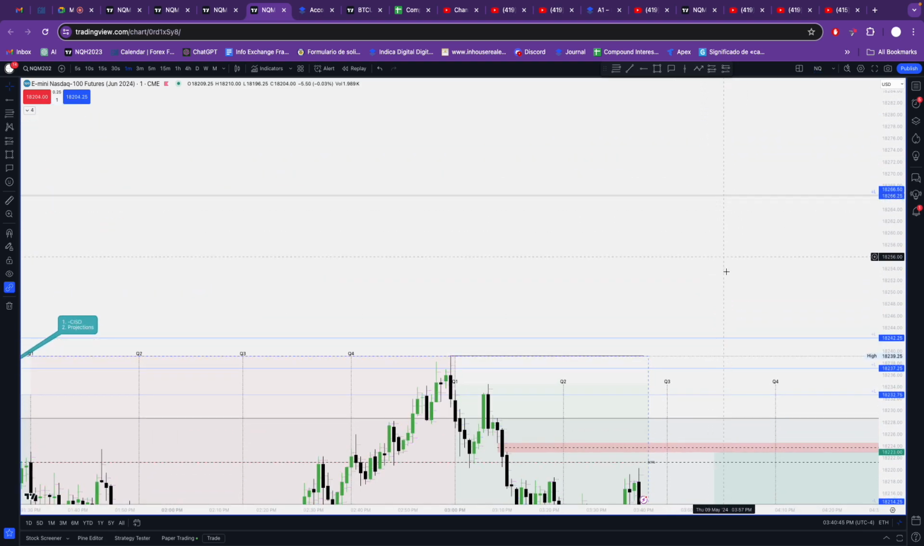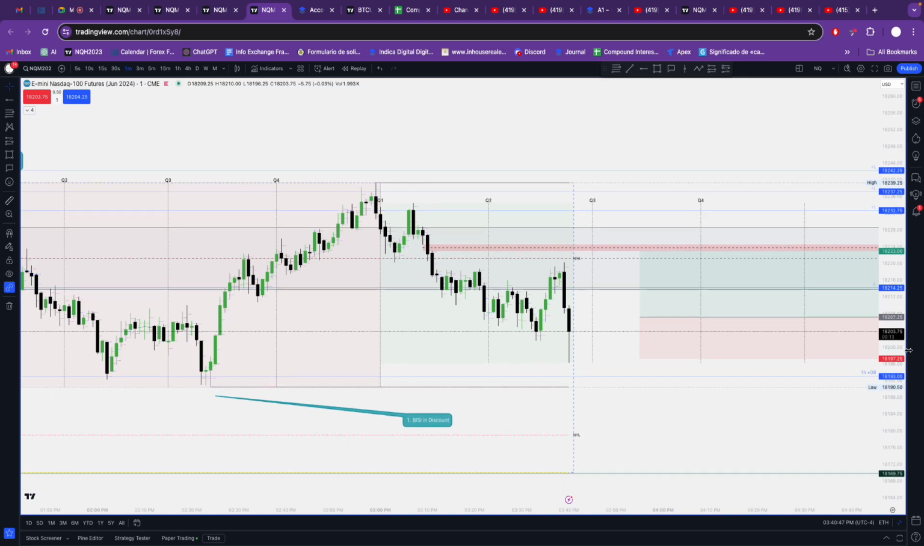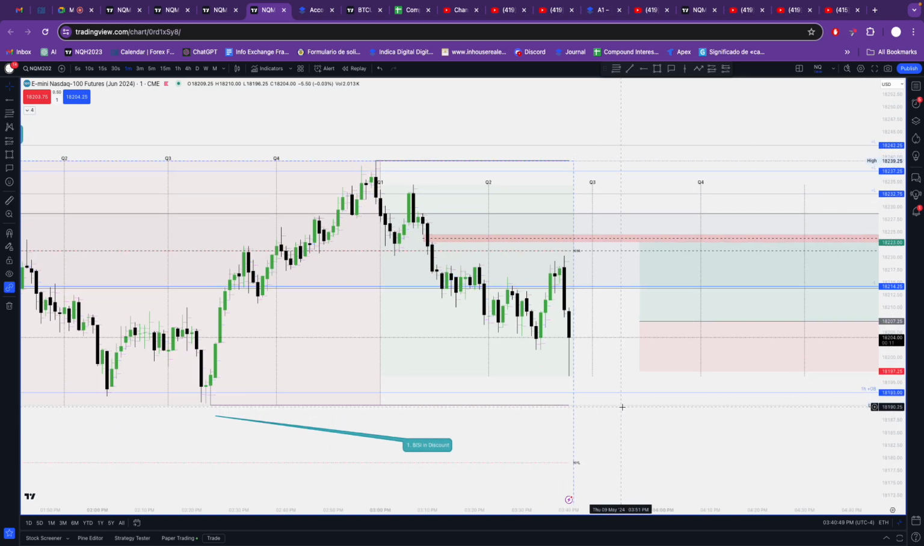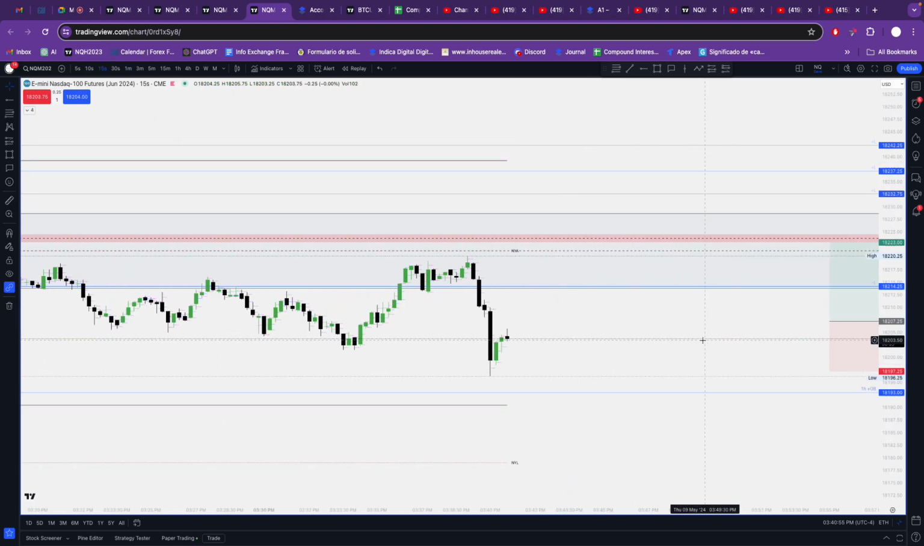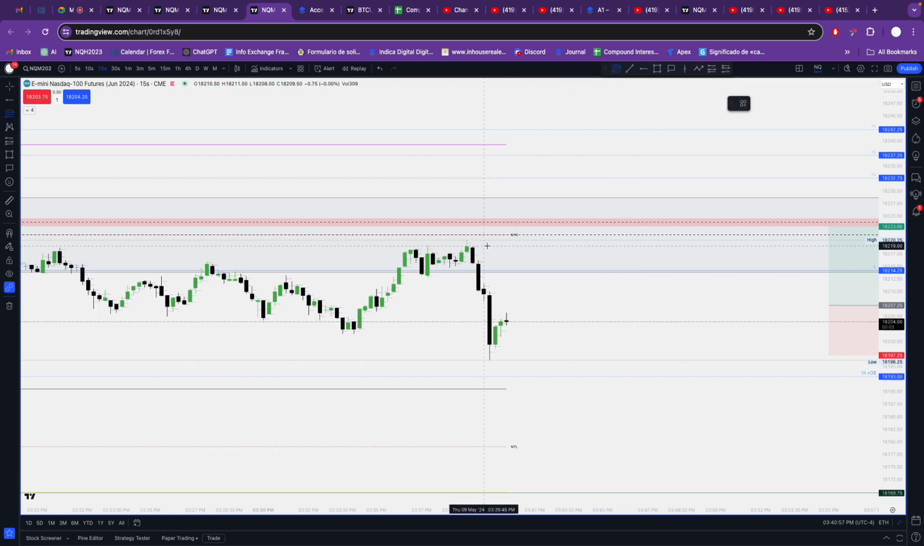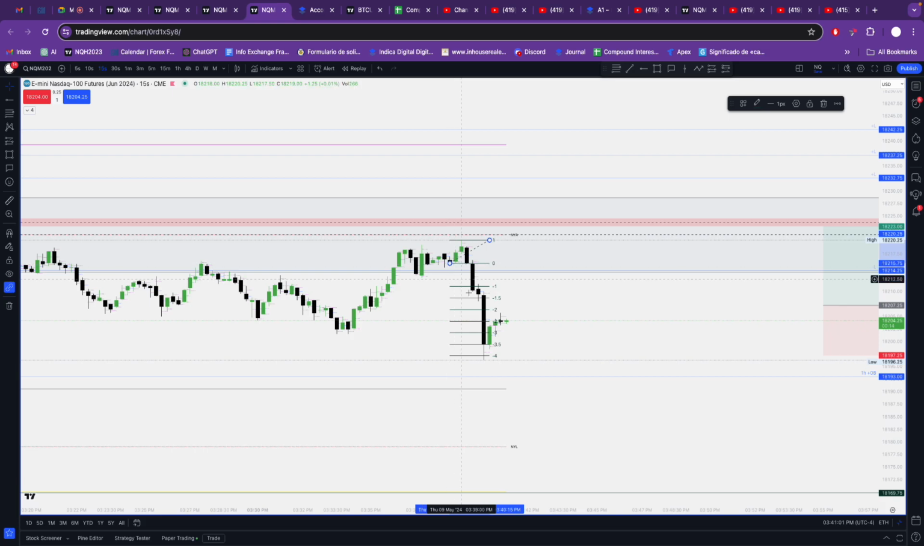Right here. Boom. I could. Let's see, I'll put a marker on it if it makes sense. Let me look at the 15. Let's see what we get here. Four, four, perfect. Boom. That looks good. Why not?